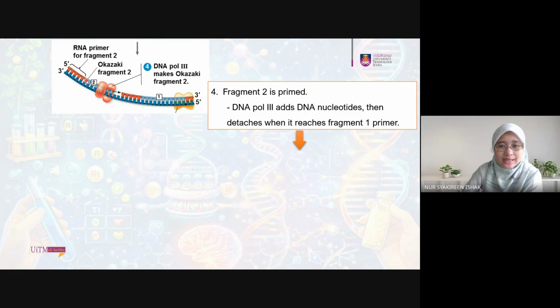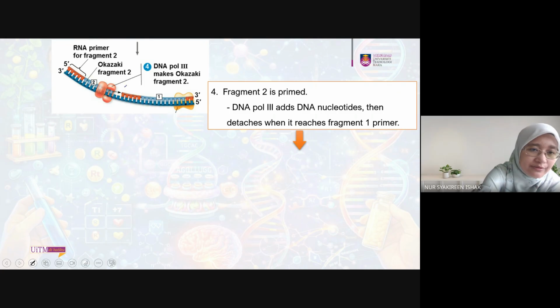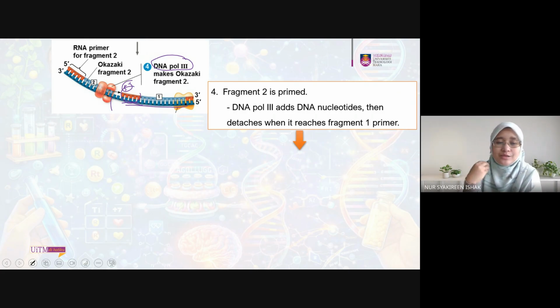The primer has been synthesized. DNA polymerase 3 adds a nucleotide, adds another nucleotide, and another, extending the Okazaki fragment, and it meets the 5' end of the primer of the first Okazaki fragment. So once DNA polymerase 3 encounters the 5' end of the primer, it detaches from the Okazaki fragment.